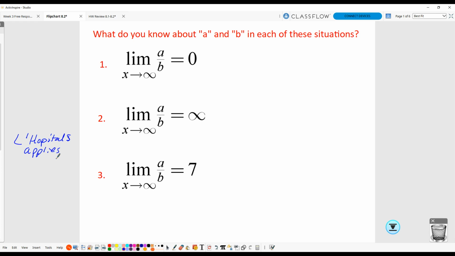Looking at this, first thing, a over b as x goes to infinity goes to 0. So Luke, what do I know about a or b? You know that the degree of b is greater than the degree of a, so it's bottom heavy. Ava, what about the second one? A over b as x goes to infinity, this goes to infinity. It's top heavy. And Marco, what about the last one?